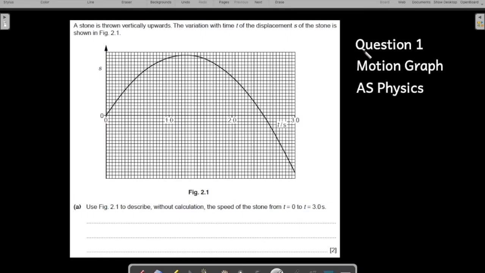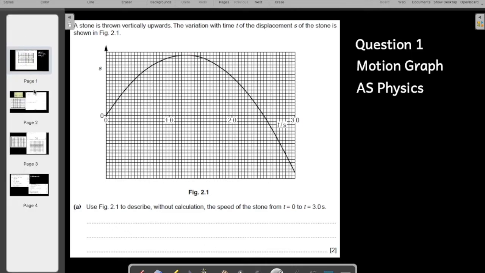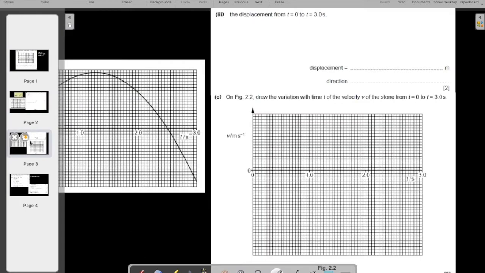So we are going to practice a past paper question from the motion graph. The syllabus content is that of AS Physics. This is your question number 1. Okay, but this is a big question. It moves across 3 screens.